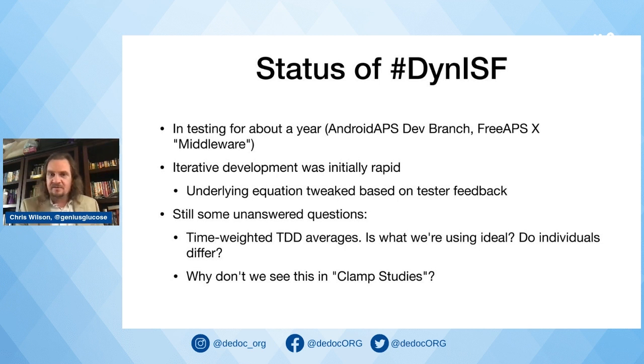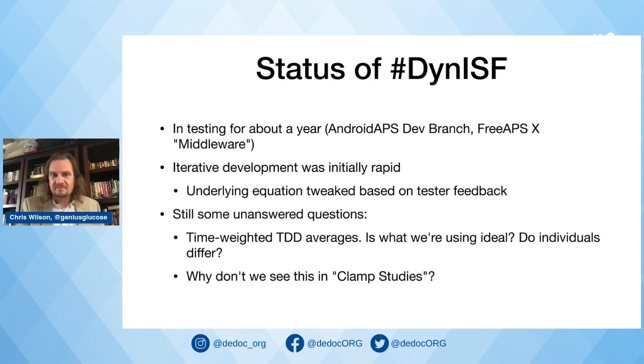There was some iterative development. Actually, the initial equation that the machine learning system came up with got adjusted based on the tester feedback. People in the doc came back and said it's a little bit too aggressive in this particular glucose range. It's not quite aggressive enough in a different one. And so we found different functions and equations that better fit what was going on.